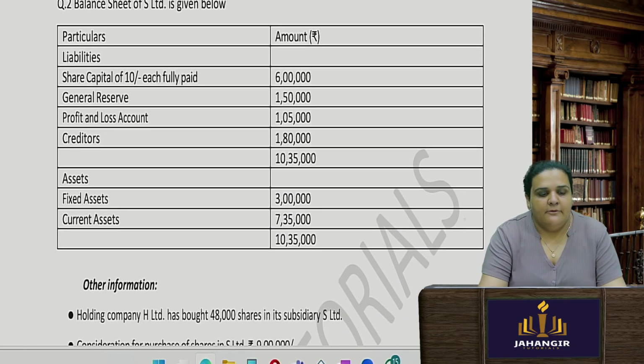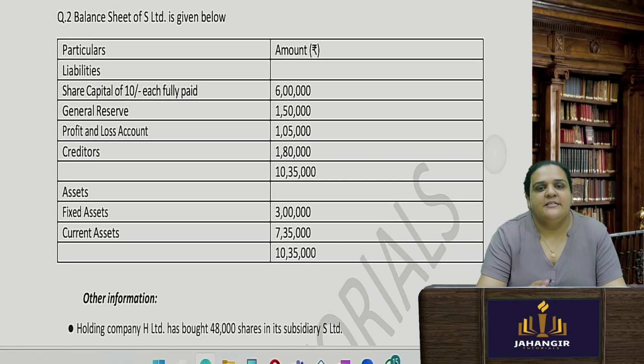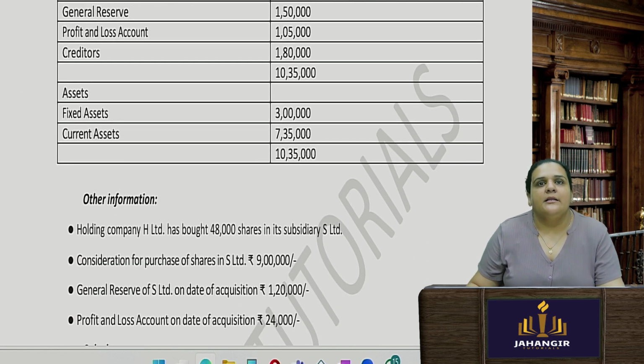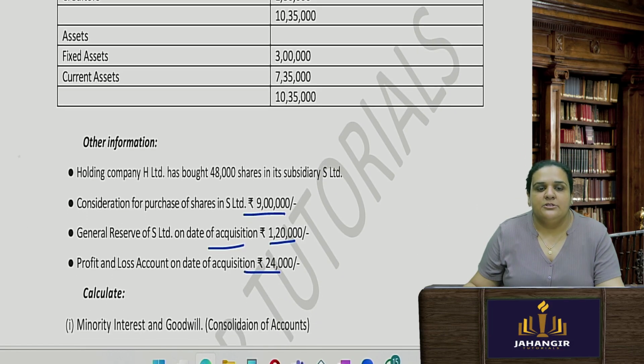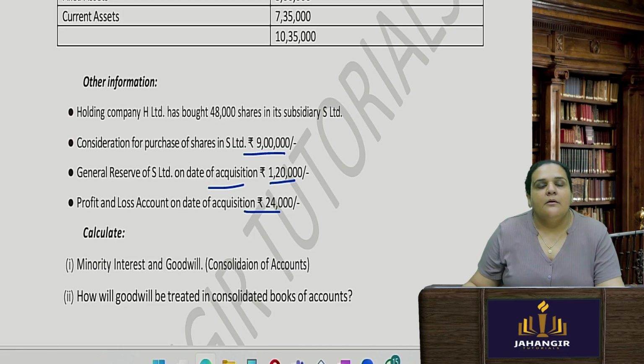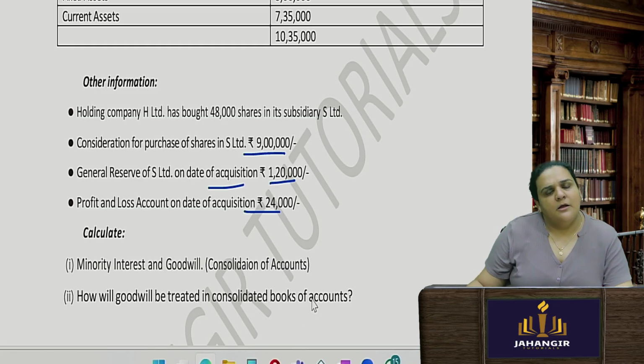Next. Only the balance sheet of S Limited is given: equity share capital of 10 each, general reserve, P&L, creditors, fixed assets, current assets. The holding company bought 48,000 shares in the subsidiary S. Consideration price paid is rupees 9 lakhs. General reserve as on the date of acquisition is 1,20,000 and P&L on the date of acquisition is 24,000. Minority interest and goodwill we have to find. And how will goodwill be treated in the books of accounts?